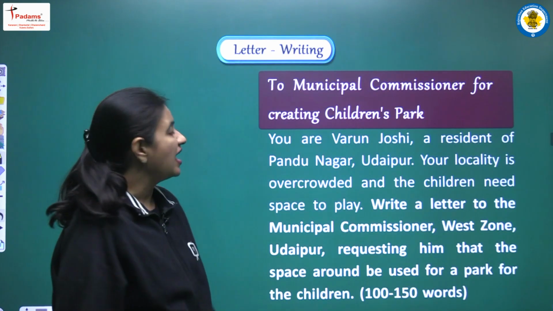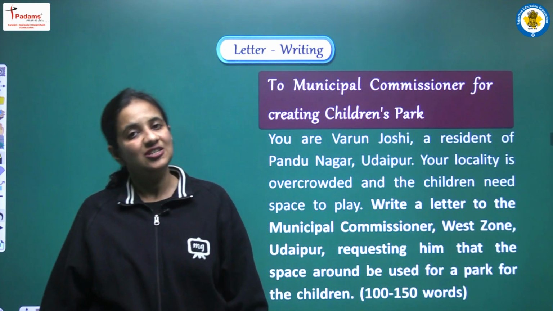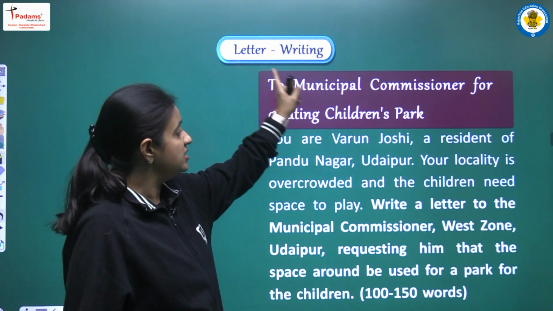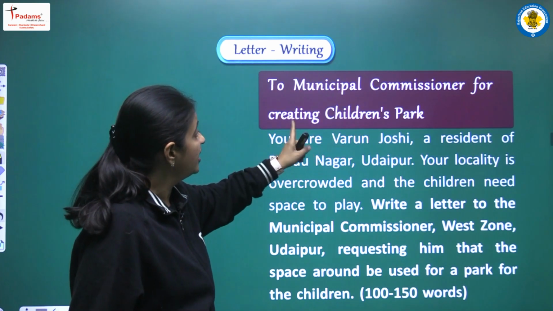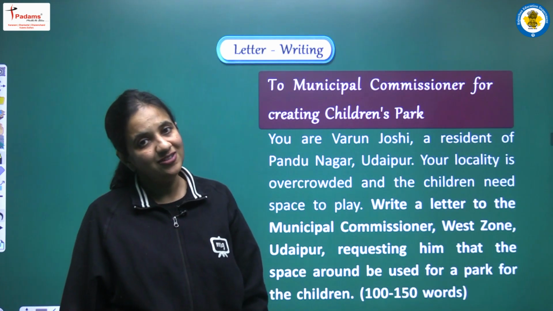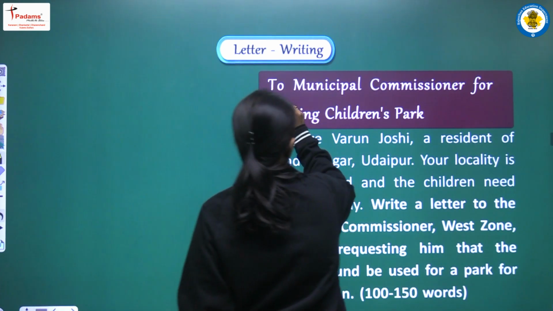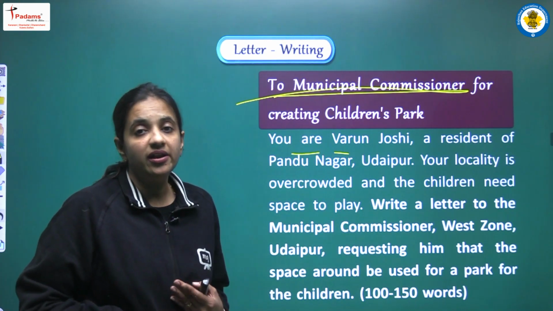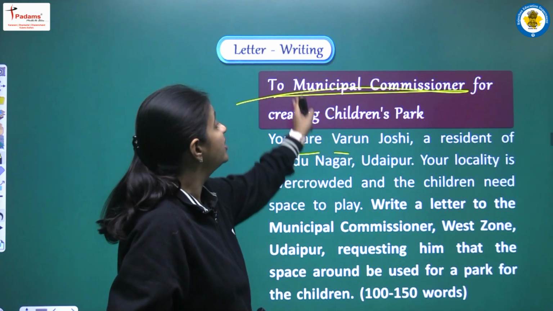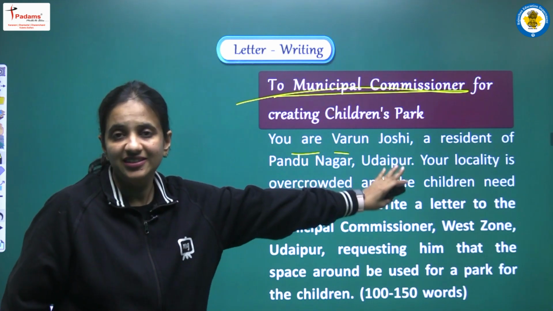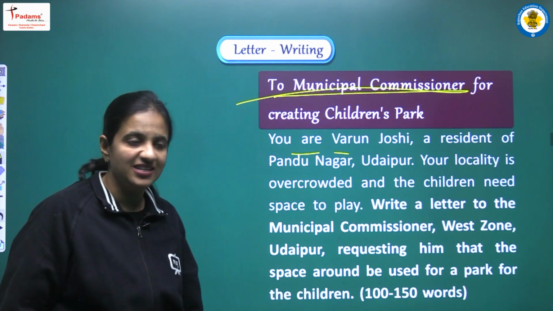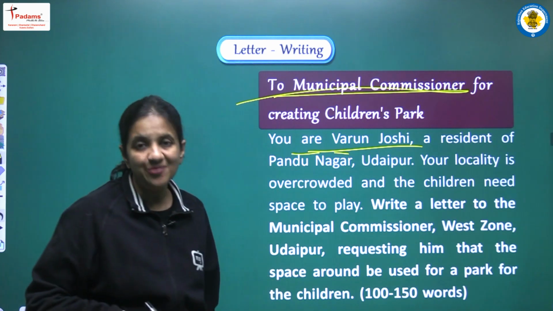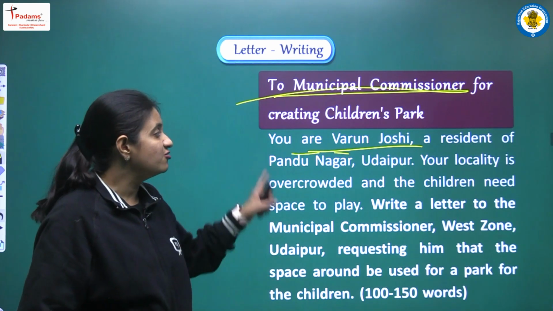Next, moving on, we are having one more example with us. So now let's see what this letter is about. Now we have to write to the Municipal Commissioner for creating a children's park. So now this formal letter we have to address to the Municipal Commissioner, and why? In this letter we have to make one request, the request for creating a children's park. Clear? So let's see the detailed question that is given to us. You are Varun Joshi. So now we have our name. We have to imagine that our name is Varun Joshi.